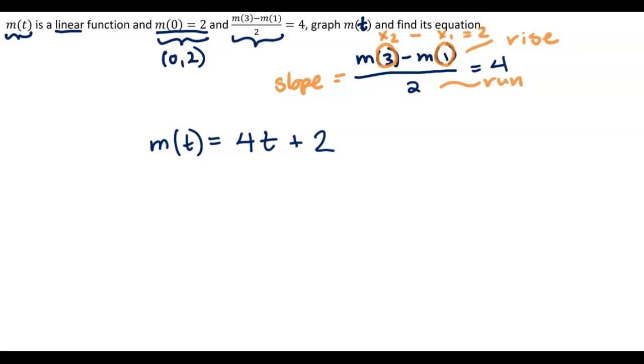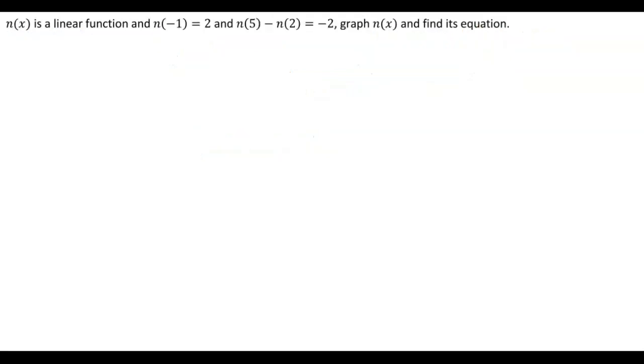But let's do just one more. So last but not least, n of x is a linear function. So we know that it is appropriate to use a y equals mx plus b because we're told it's linear. We know that n of negative 1 equals 2. So I'm thinking this line goes through the point (-1, 2). And then I'm told n of 5 minus n of 2 equals negative 2. So again, this is a lot more cryptic than just n of negative 1 equals 2.